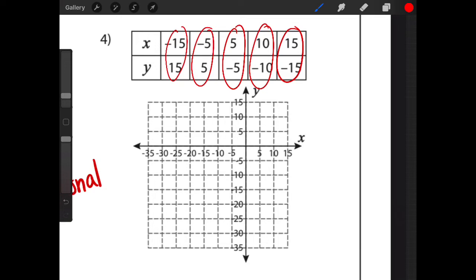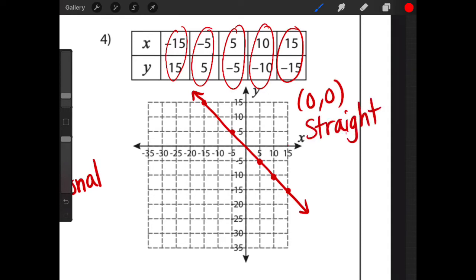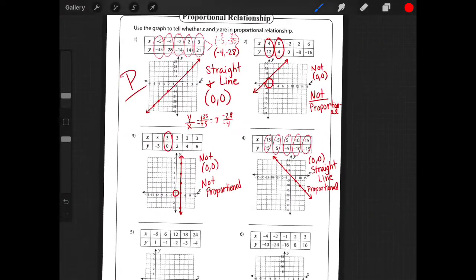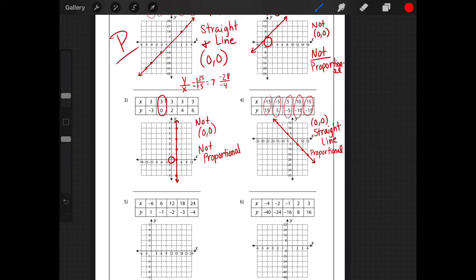So let's graph this. -15 to the left, up to +15. -5 to the left, up 5. Over +5, down to -5, over +10, down to -10, over +15, down to -15. Connect that through and boom, right through the (0, 0), and it's a straight line that connects. So if it's (0, 0) and it's a straight line, we can say that the graph of this is indeed proportional. Graphs are probably my favorite, you guys, just because for graphs, they are pretty quick and easy.